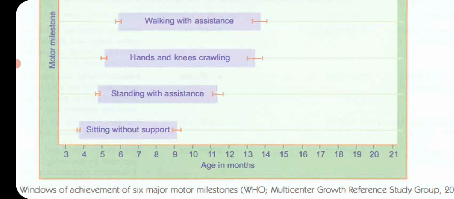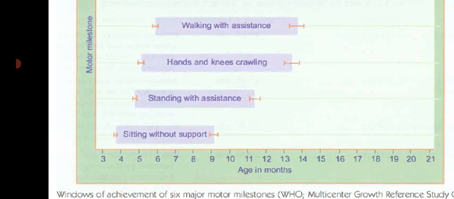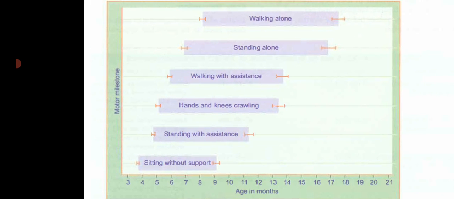For example, sitting without support, 3.5 months to 9.5 months. Standing with assistance, 4.5 months to 11.5 months. So in all the milestones, there is a range of normalcy.